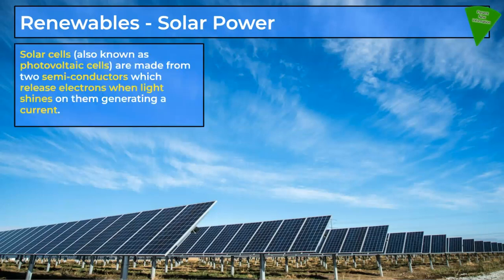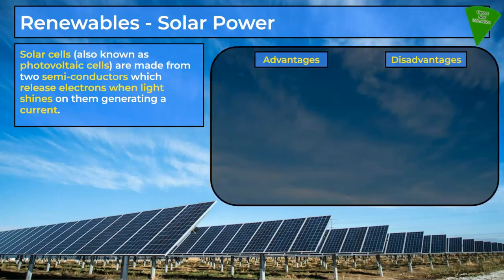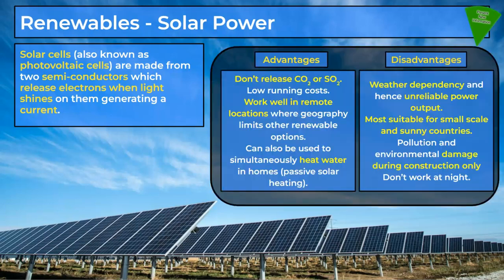Solar power, sometimes known as photovoltaic cells, are used when light energy is converted directly to electricity. One advantage of these, just to point out, is that they work well in remote locations, and also you can improve efficiency if you're using the thermal energy from the sun, the light energy from the sun, not only for generating electricity but also for heating. So we have this idea of passive solar heating, which is also useful.